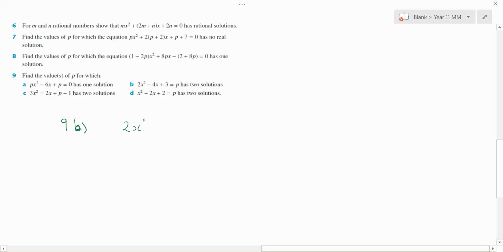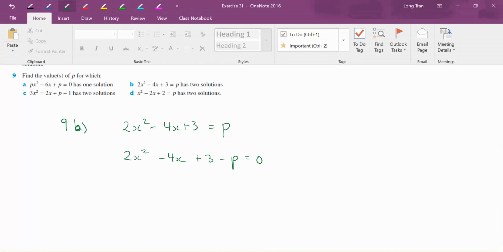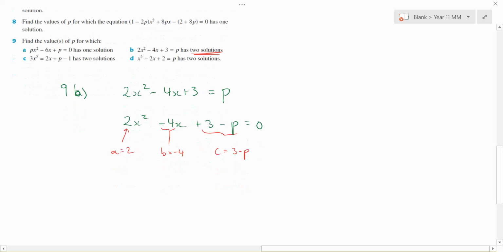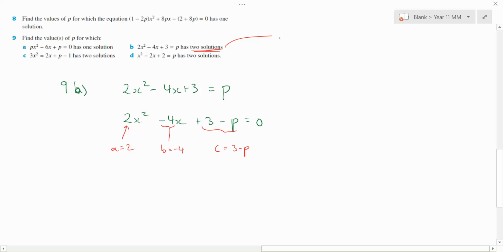b is 2x squared minus 4x plus 3. This is my equation, equals p. Okay, so if I rearrange it, I get 2x squared minus 4x plus 3 minus p equals 0, yeah? Now, I want to know what values of p will give me two solutions all the time. Now, obviously a equals 2, b is negative 4, and c is 3 minus p, right? So in order to have two solutions, I need the discriminant to be positive, which means greater than 0.